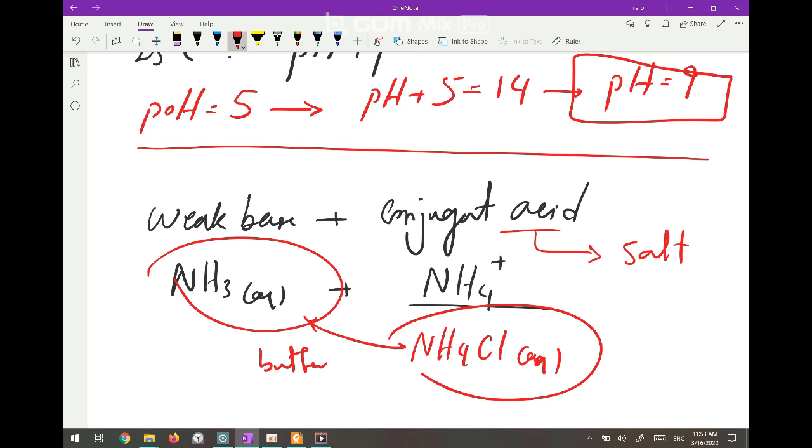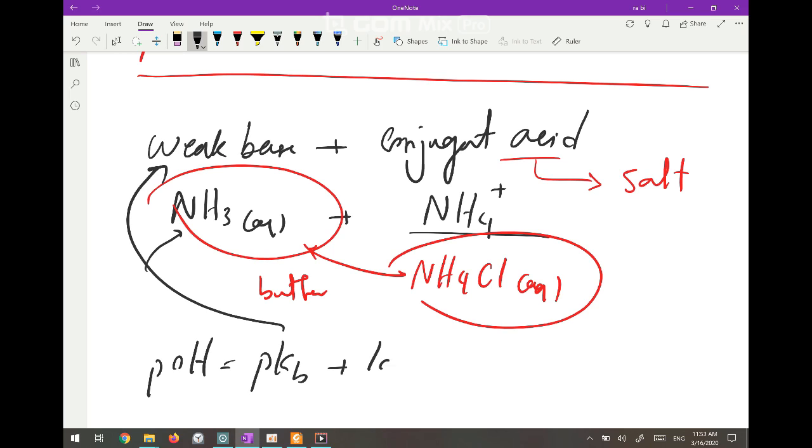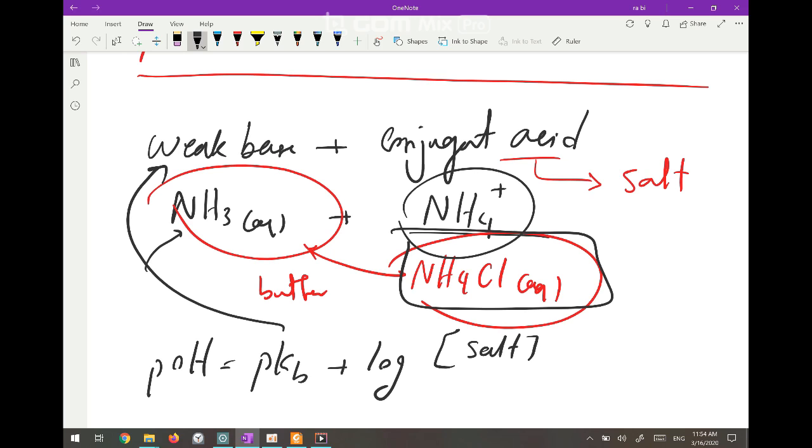buffer is basic. So for this type of buffer, the formula that we use is pOH equals pKb. pKb of what? Of this weak base that we have here, NH3 for example, is given in the IB data booklet, plus logarithm of the concentration of the salt. What is the salt? The concentration of this one, or this conjugate acid, over the concentration of base.